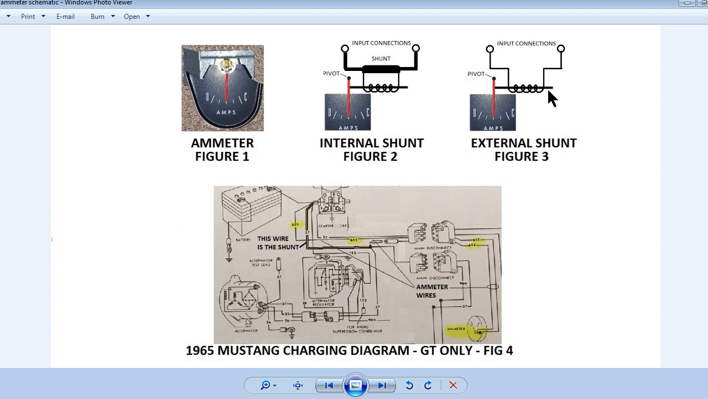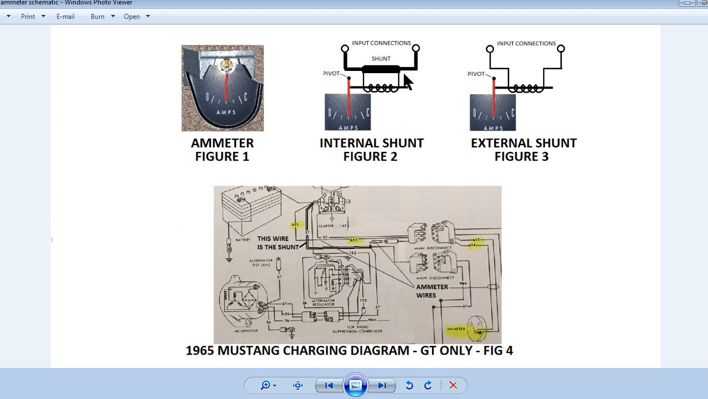This will allow a small voltage drop across the shunt. When the coil in the ammeter is connected to each end of the shunt, it will cause a small current through the coil. By measuring the voltage drop across the shunt, large electrical current can be measured with a small case ammeter. With the internal shunt type ammeter, the shunt is located in the case of the ammeter.